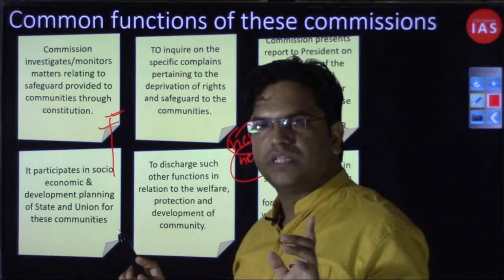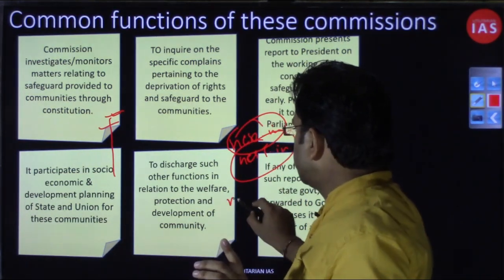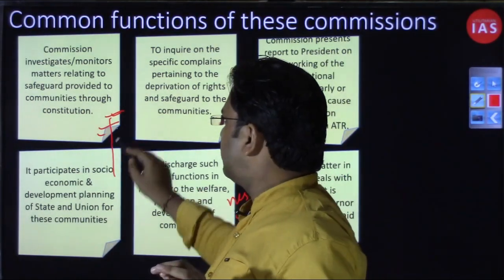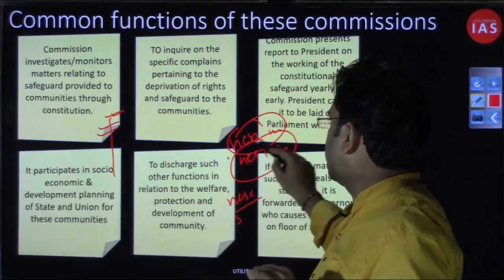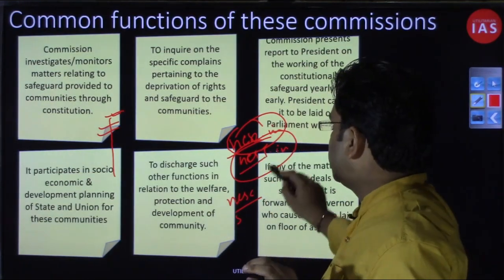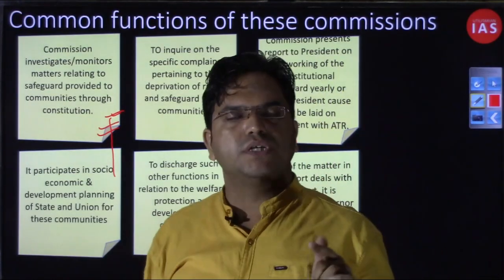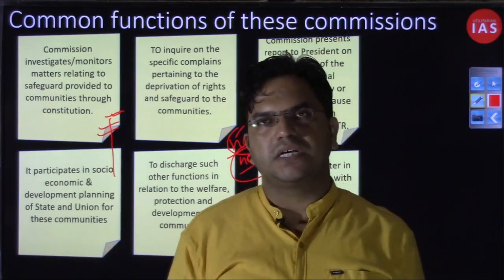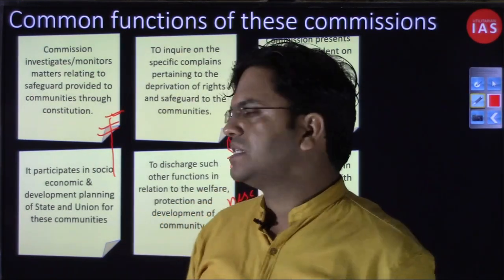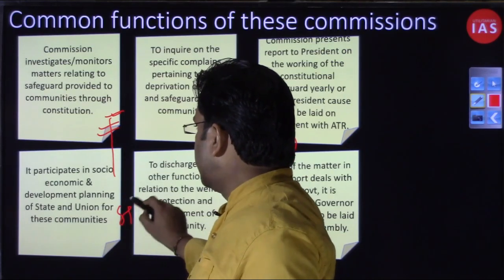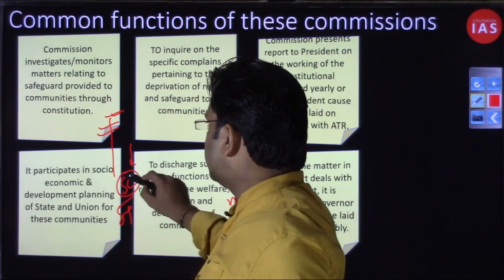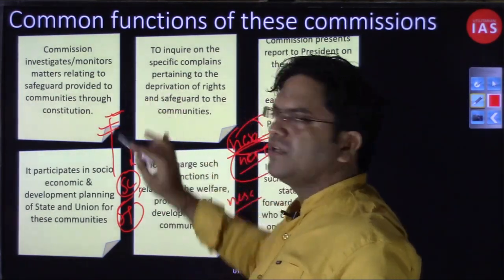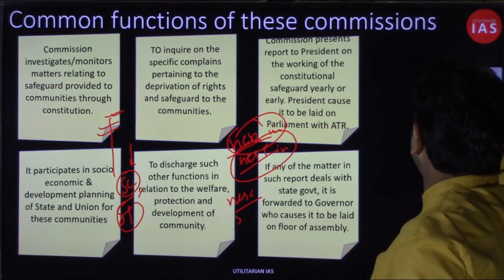I noticed one thing: the language of the functions of the NCSC and the NCST is almost the same on the SC's website and on the NCST's website. The same functions the NCSC has to perform in relation to the SCs, the NCST also has to perform in relation to the STs, right? The only wording that has been changed is that in relation to the NCSC it is SC, and in relation to the NCST it is ST, right? Otherwise everything is almost common. Now let us discuss the functions. So what will the functions be?